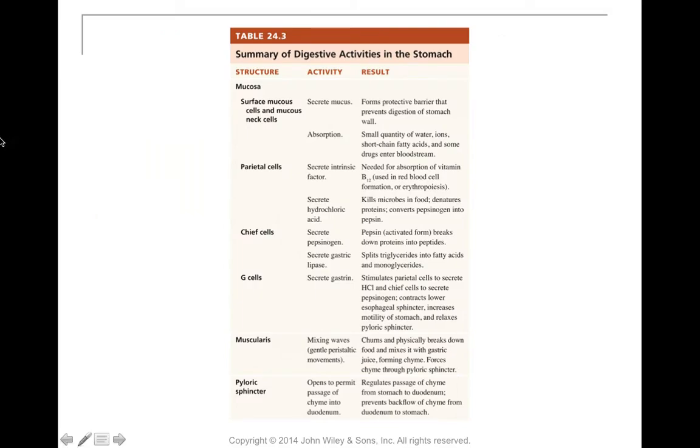All right, so what are the different types of cells? So first we have those surface mucus cells and the mucus neck cells. Both of them are responsible for secreting mucus. They're also involved in absorption. Parietal cells secrete intrinsic factor and hydrochloric acid.